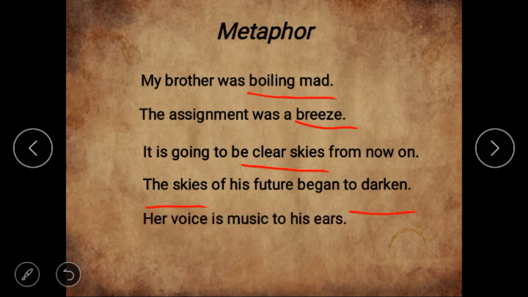"Her voice is music to his ears." Now if somebody says that, it means her voice used to bring a lot of happiness to him. That's why we are using music as a metaphor for her voice, but it doesn't mean that she always used to sing. It just means that her voice was very appealing to him. He used to become happy when he used to listen to it.